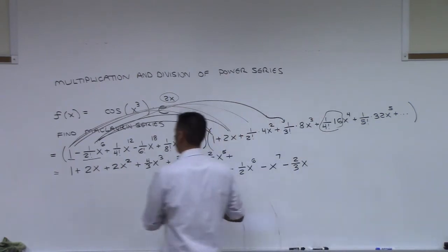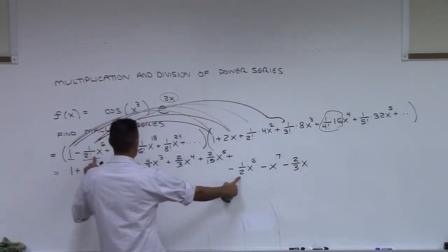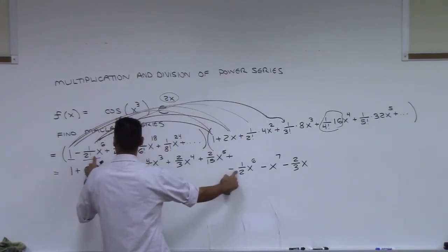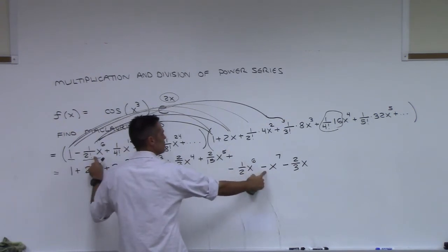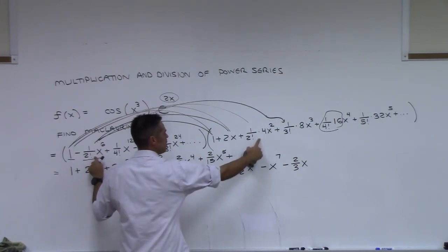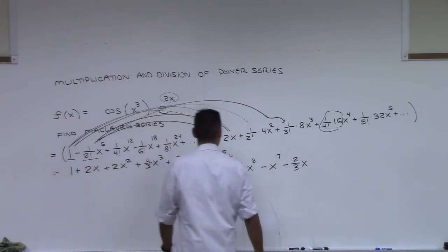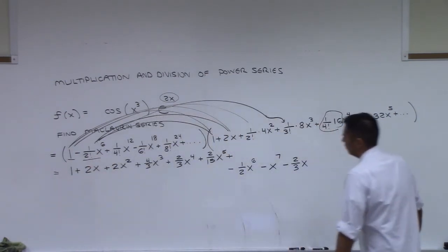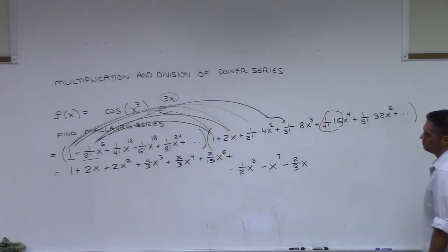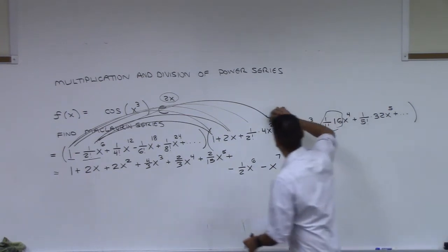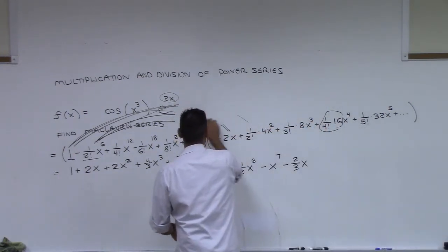I've already messed myself up. Hold on. This times this is this, right? This times this was this. And then this times this one, right? I didn't do this one yet. Sorry, I skipped this one, right? Should be a 1/2, right? Is it? I got too many lines here. Hold on. Let me back up.